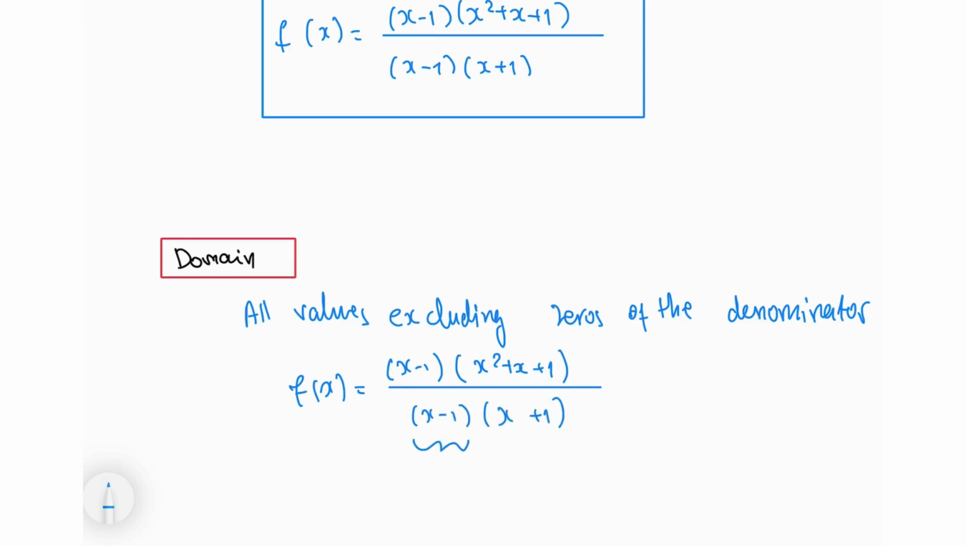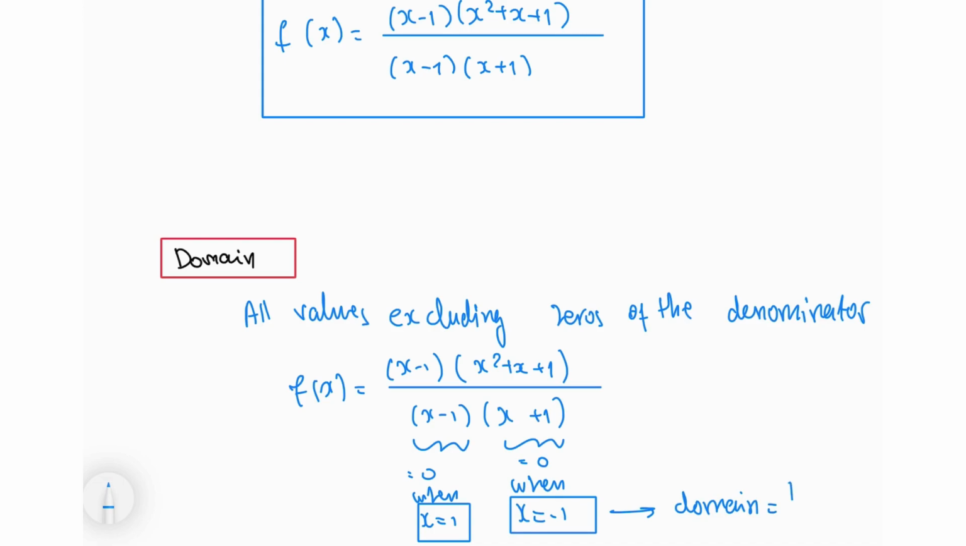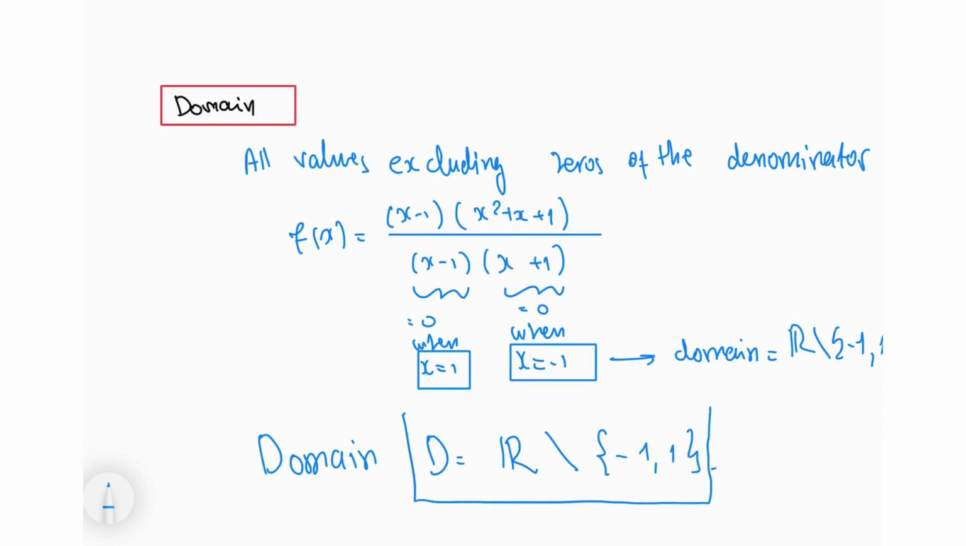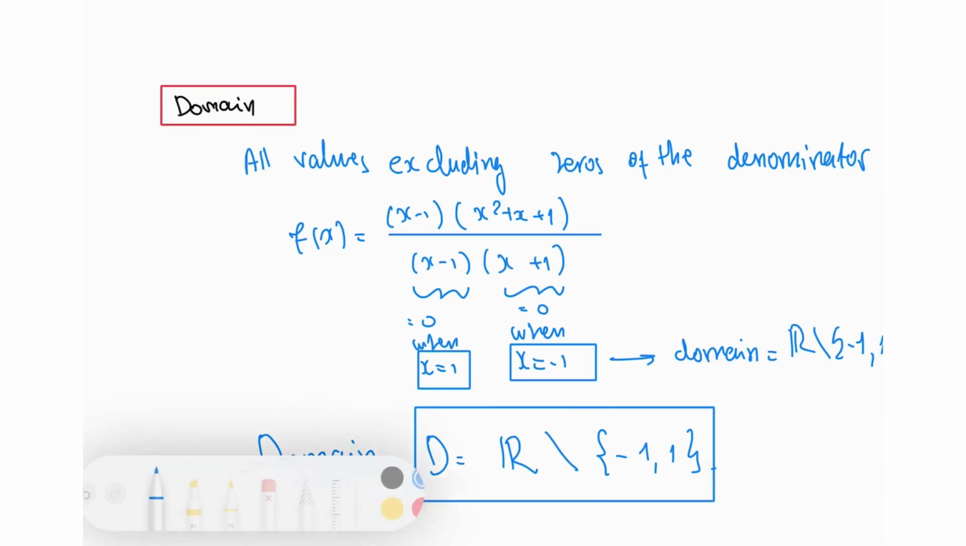And you can see that this equals 0 when x equals 1, and this equals 0 when x equals minus 1. This gives us the domain, that is the set of all real numbers excluding 1 and minus 1. So let's just write here domain D equals the set of all real numbers excluding minus 1 and 1. So that's the domain. I'll highlight it here for the sake of completeness.